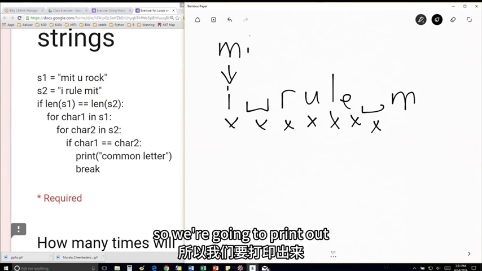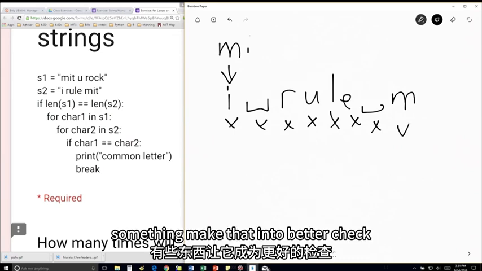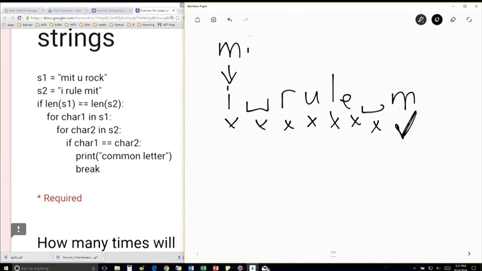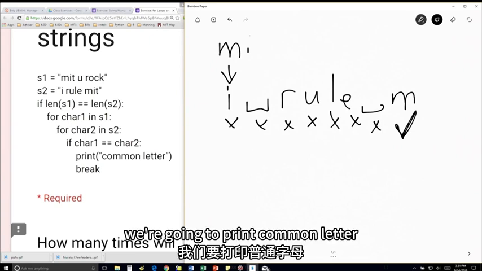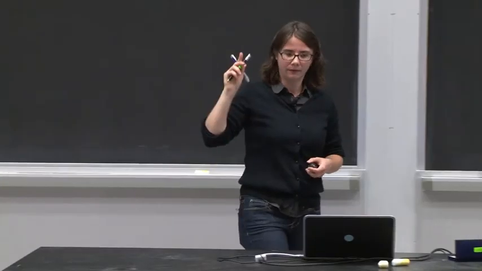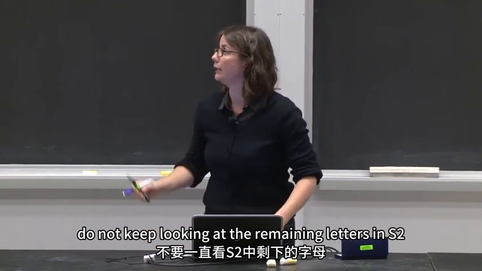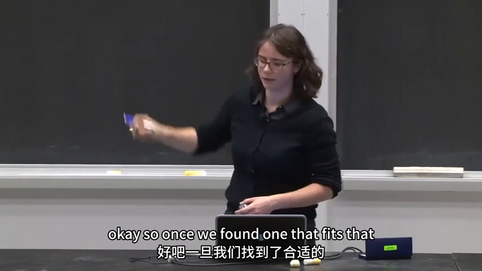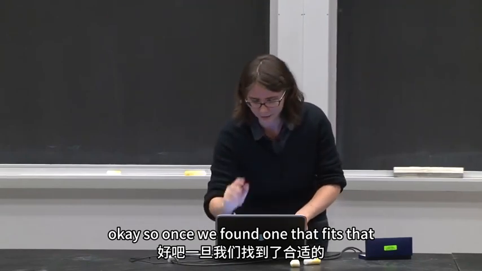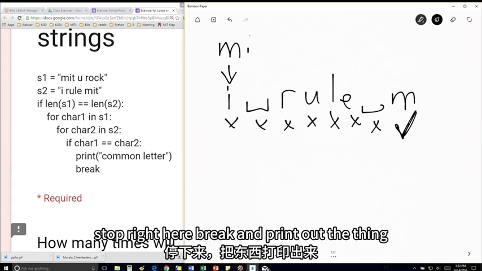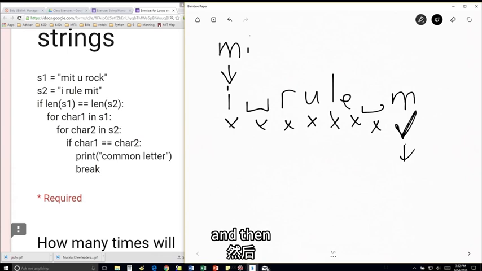So we're going to print out something. We're going to print common letter, and then we're going to break. This break says, do not keep looking at the remaining letters in S2. Okay? So once we've found one that fits, once we found one that matches, stop right here, break, and print out the thing, and then go on to looking at I, which is the next letter in S1. And you do the same thing.